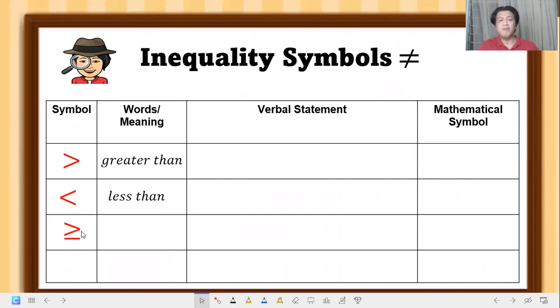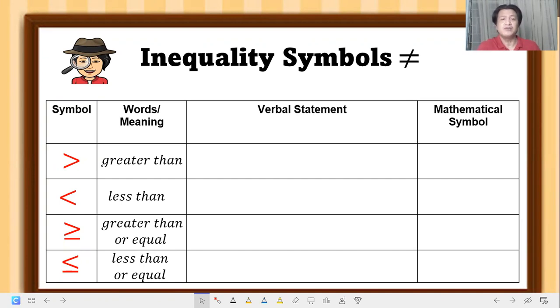And this is naman, kung meron naman siyang greater than, tapos may bar sa baba, tawag po dyan ay greater than or equal. Two conditions po siya. Okay? Dito naman, less than or equal yan. Kaya nga, this is, okay. And we are going to give the example for verbal statement or sentence para ma-interpret natin yung symbol.